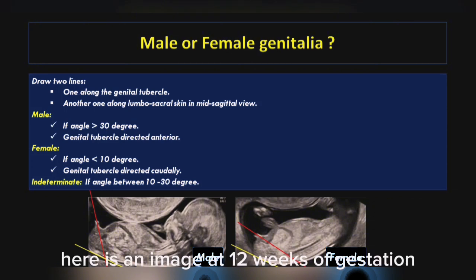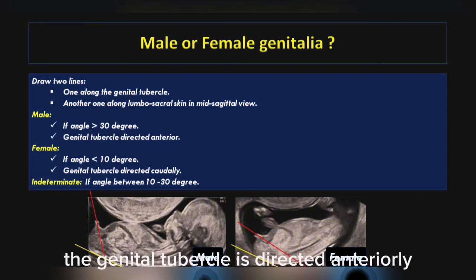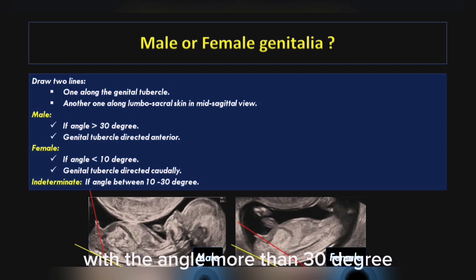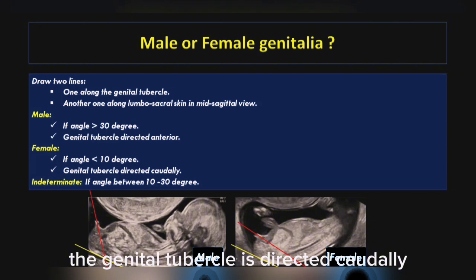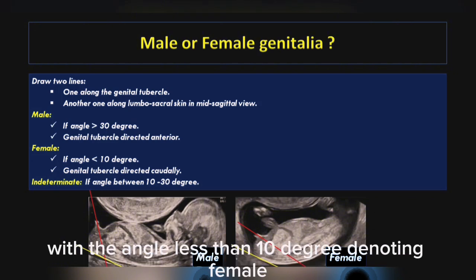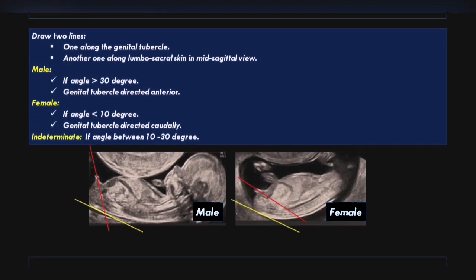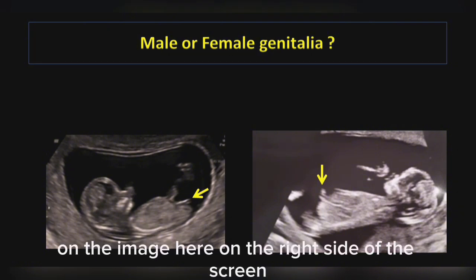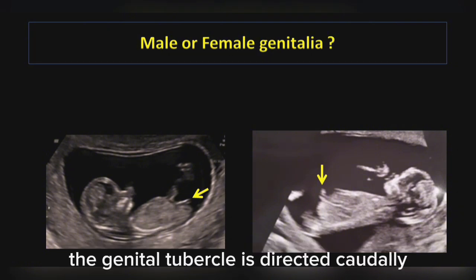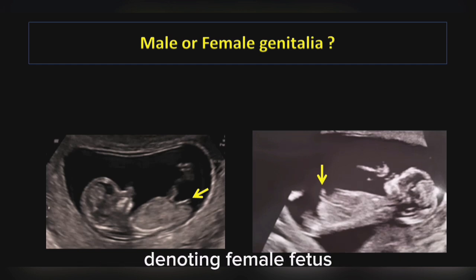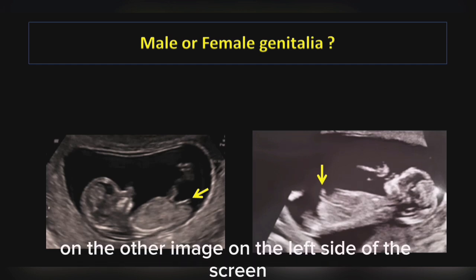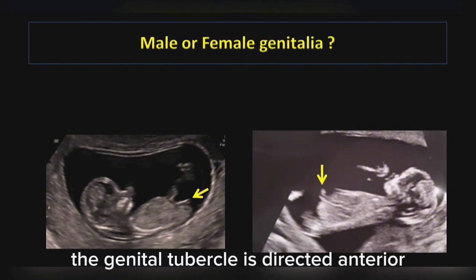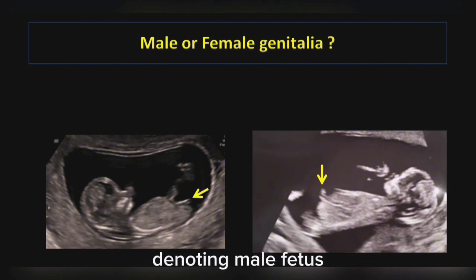Here is an image at 12 weeks of gestation. The genital tubercle is directed anteriorly with the angle more than 30 degrees, denoting male. And on the other image the genital tubercle is directed caudally with the angle less than 10 degrees, denoting female. Look at these 2 images. On the image here on the right side of the screen, as you can see, the genital tubercle is directed caudally, denoting female fetus. On the other image on the left side of the screen, the genital tubercle is directed anterior, denoting male fetus.